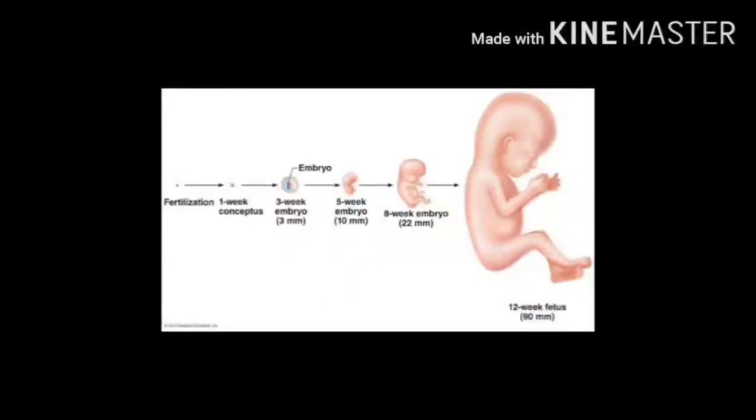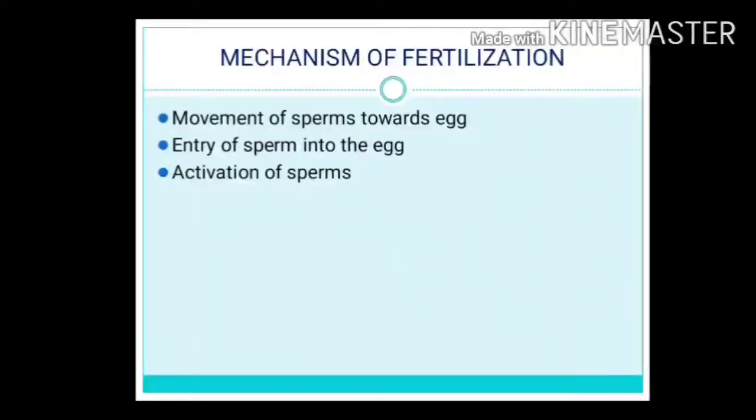Now let's see about the mechanism of fertilization. In the mechanism of fertilization, different events occur, such as movement of sperms towards the egg, entry of the sperm into the egg, and activation of the egg. Now what happens during fertilization? Semen released during ejaculation has sperms and some secretions. The coagulated semen undergoes liquefaction and the sperms become active.